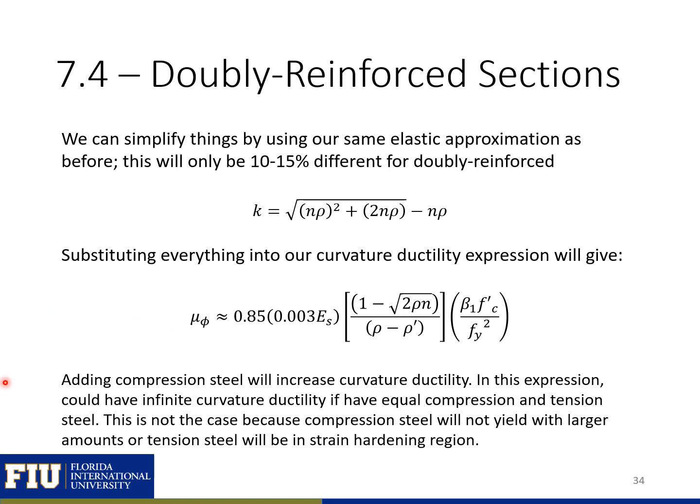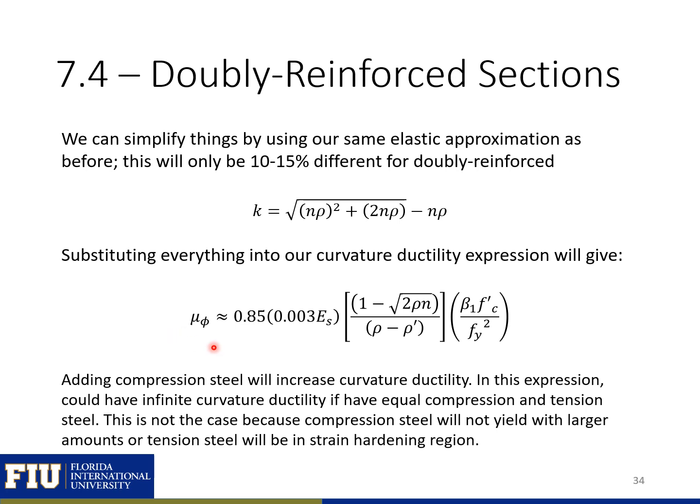And you can note that adding compression steel is going to directly increase our curvature ductility. If we add compression steel, it'll affect our reinforcement ratio for our compression steel here, which will decrease our denominator, increasing our ductility. You can see that we don't need to play with our longitudinal steel at all, or our concrete compression or our yield strength. If we just add some compression steel, we'll increase our curvature ductility. And this is the most effective way of increasing our ductility.